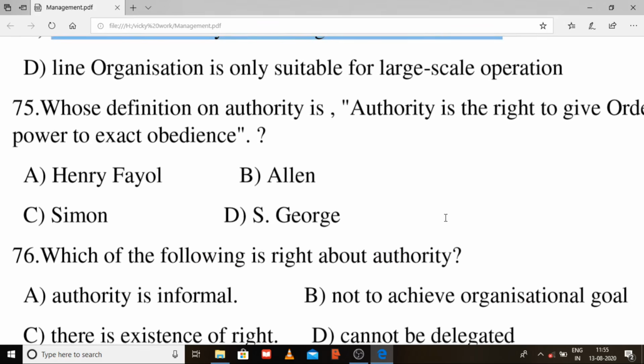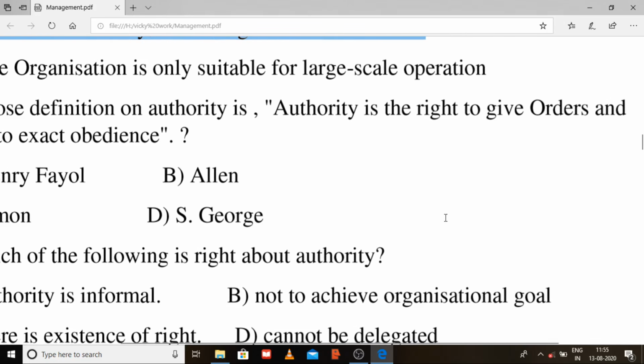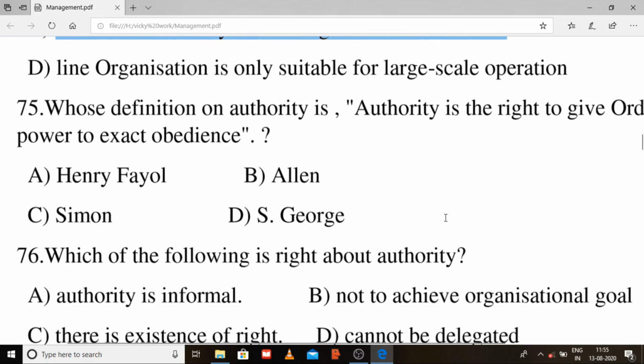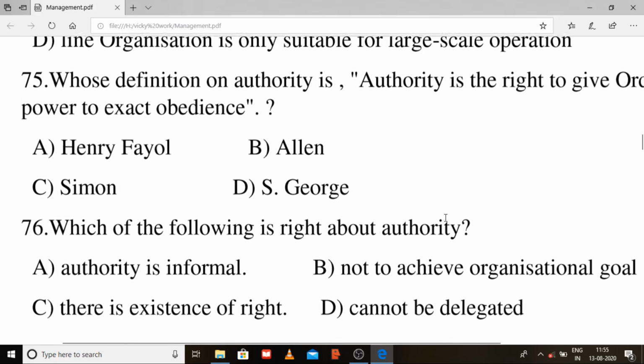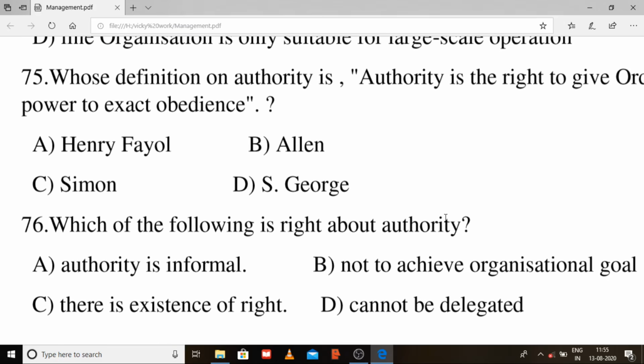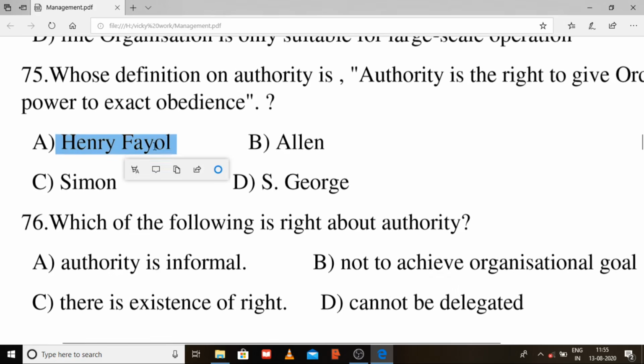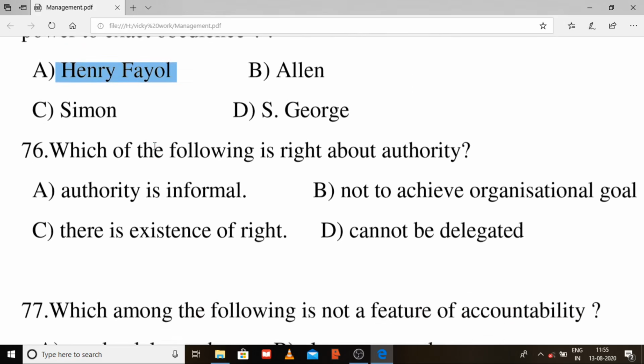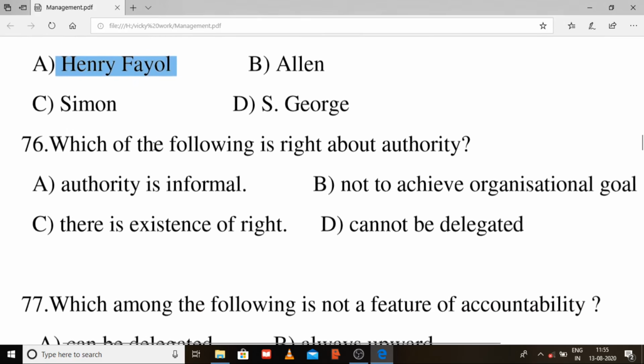75. Whose definition on authority is the right to give orders and power to exact obedience. Question number 75. आंसर इज ऑप्शन ए. हेनरी फाइल ने डिफाइन किया था अथॉरिटी को. 76. विच ऑफ द फॉलोइंग इज राइट अबाउट अथॉरिटी?